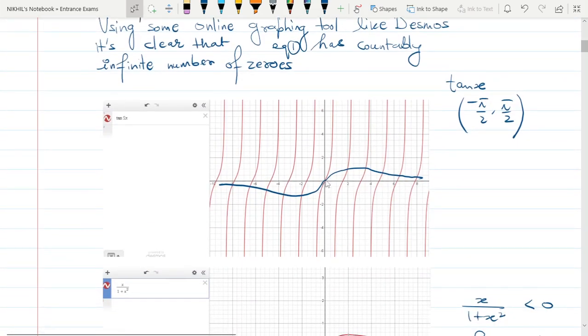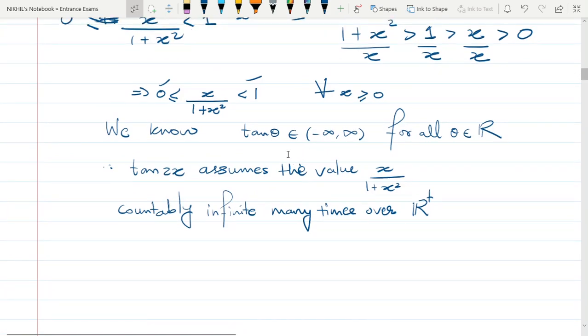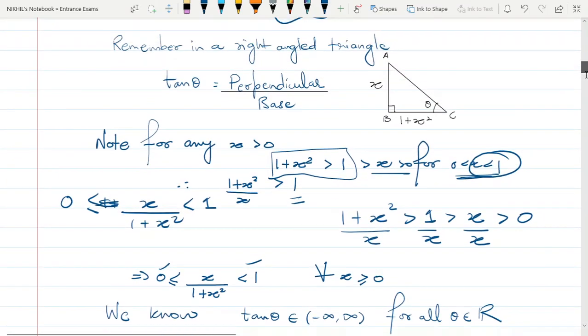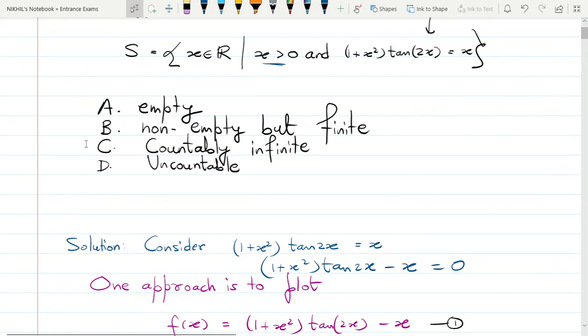If you restrict this portion from 0 to 1 on the y-axis, then if you cut this, these values are assumed by countably infinite values of the domain, which I have written here. So tan 2x is going to assume the value countably infinite many times over R plus. So that's another way of looking at the solution of that. So the correct option is C. C is the correct option.